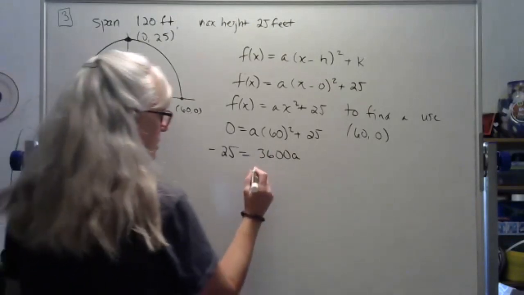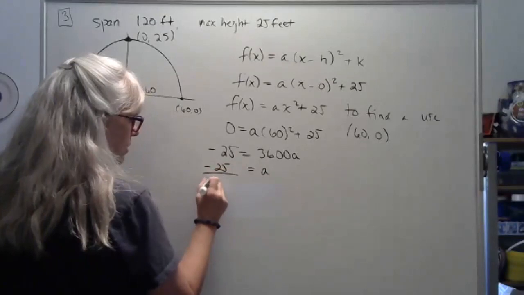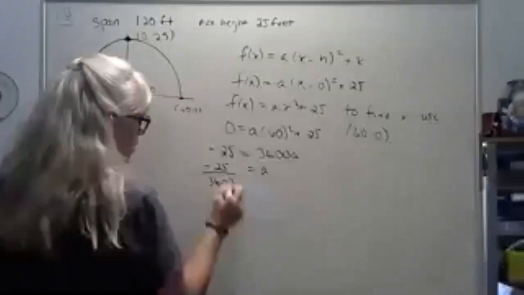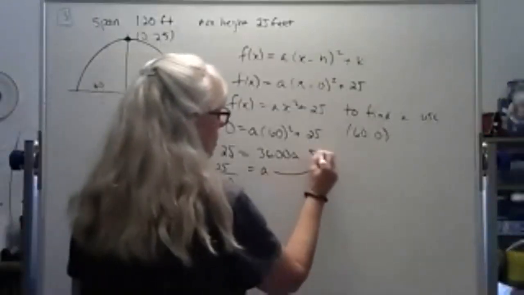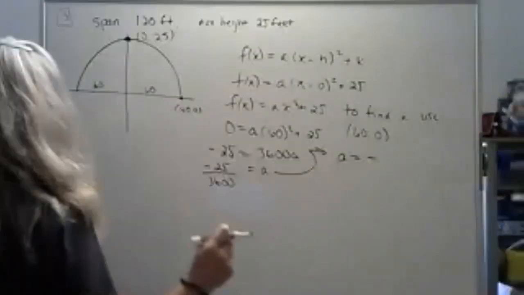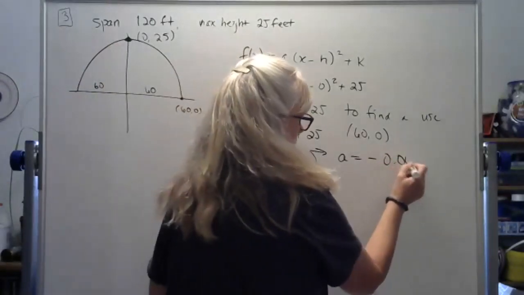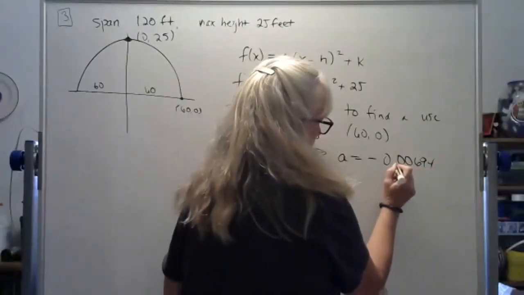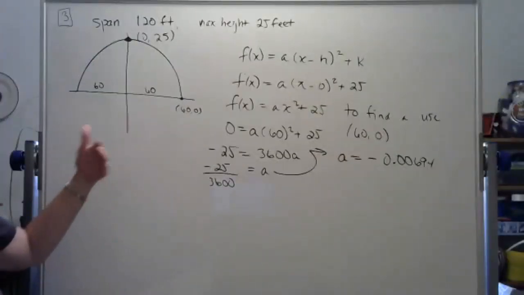So a is a really tiny number. It's negative 25 divided by 3,600. I went ahead and took it to a decimal. Because it's an application problem, you can use decimals here. So I'm going to move over here. I got a negative 0.00694, and I'm going to carry 3 decimals here because I have to give 2 more answers based on that.